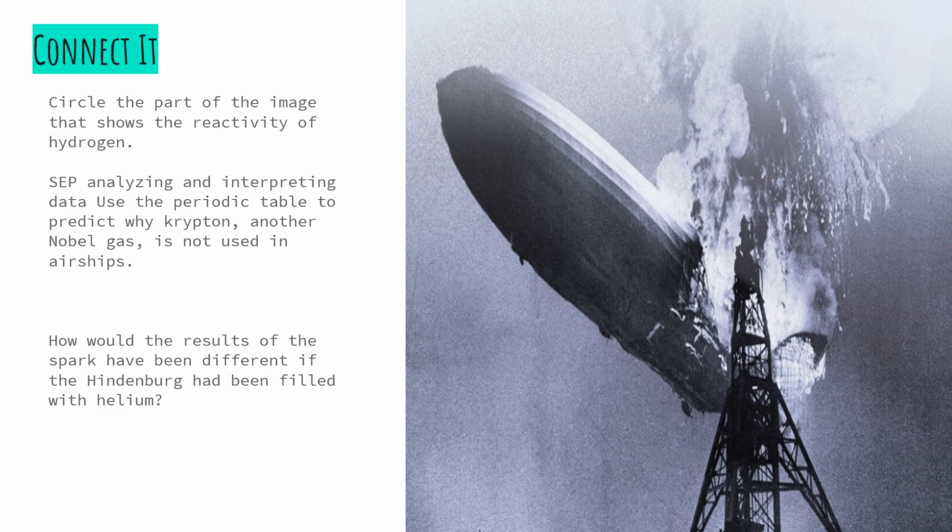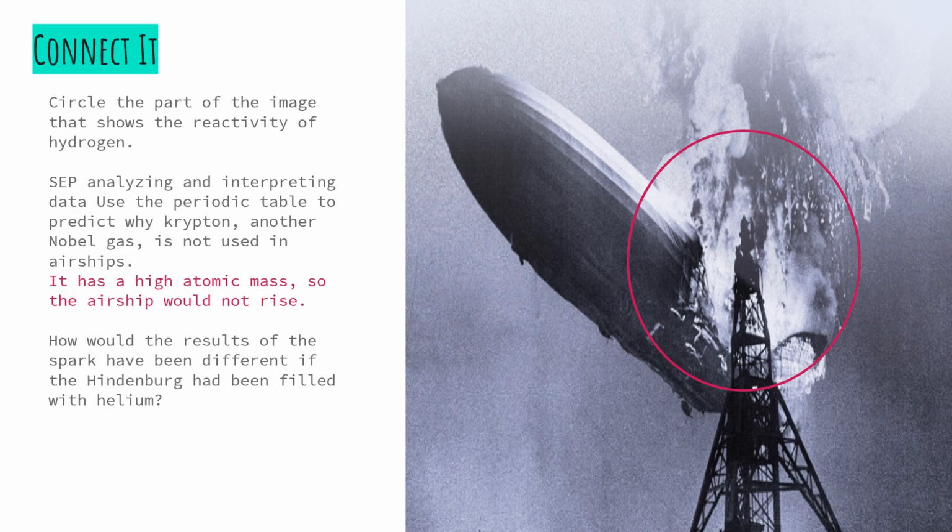So circle the part of the image that shows the reactivity of hydrogen, and that is here where the reaction is happening. So that flame, the explosion, the smoke. Now, use the periodic table to predict why krypton, another noble gas, is not used in airships. And if we look at that on the periodic table, we can tell that it has a high atomic mass, so the airship would not rise.